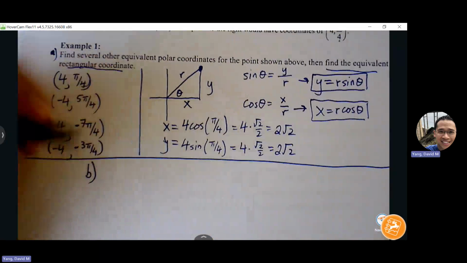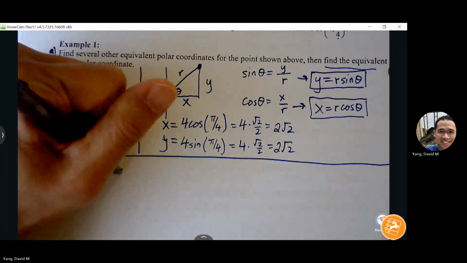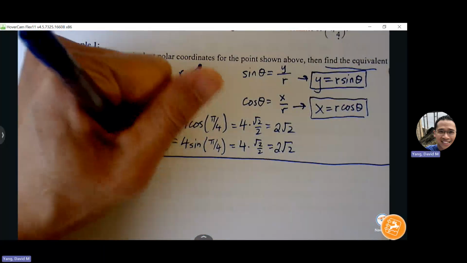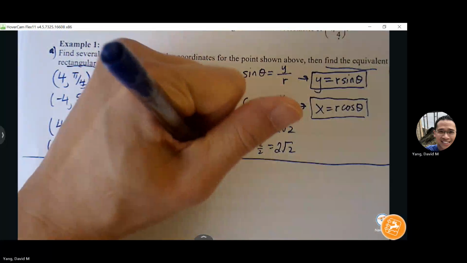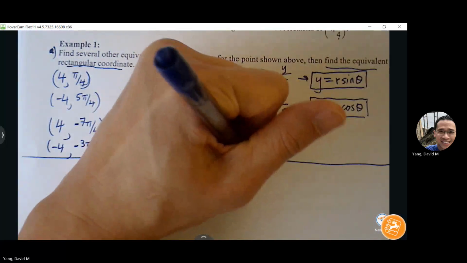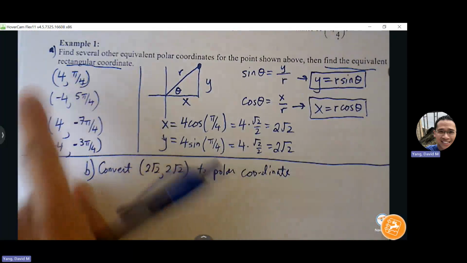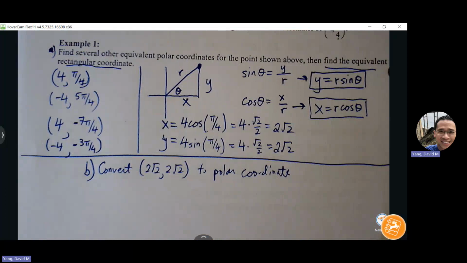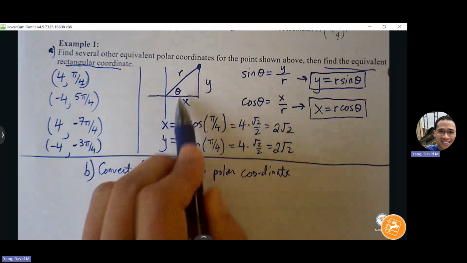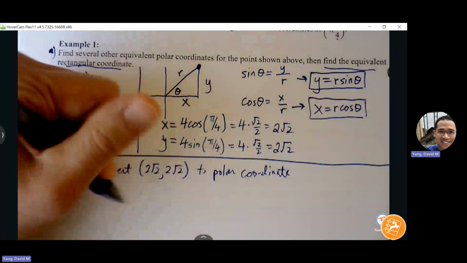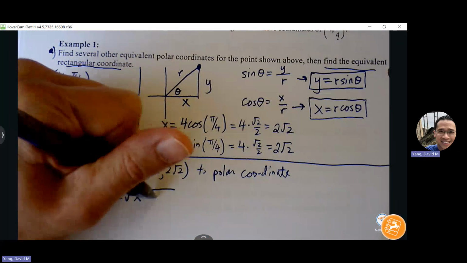Okay, let me do part B here, that I'm going to add to example 1. Let's say we want to convert the ordered pair 2 root 2, 2 root 2 back to polar coordinates. We know that going backwards, we're going to get to 4 and pi over 4, but I want to show a formula that can help us get there. So if I'm sitting at the x and y, and I want to get to r, guess what that relationship is? Pythagorean theorem, right? So my r is just going to be the square root of x squared plus y squared.